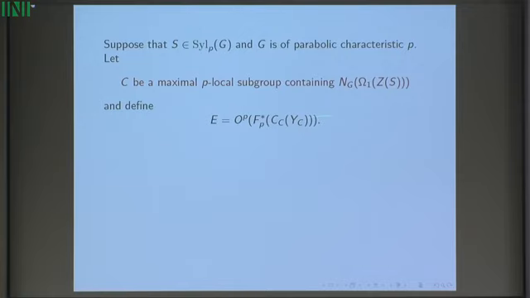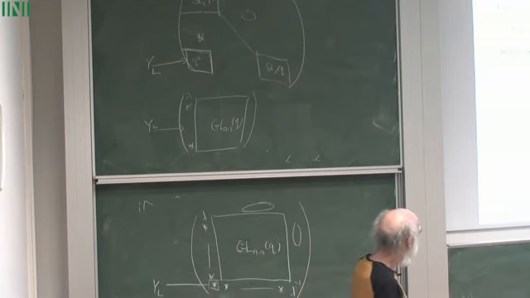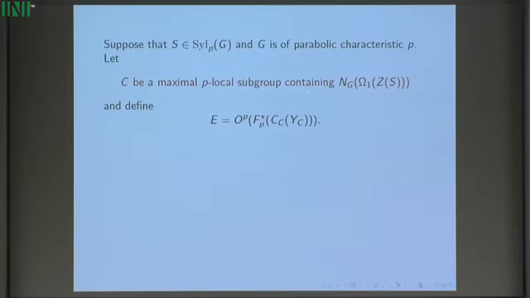Suppose the test is a Sylow P subgroup of G, and G is a parabolic characteristic P. So all the overgroups of the Sylow P subgroup now have this nice big OPs, chunky OPs. It looks just like this group. C is the maximal P local subgroup containing the normalizer in G of omega 1, the center of S. And we define E to be O upper P of FP star of the centralizer in C of YC. What a mouthful, eh? We're not going to have to deal with it for long.